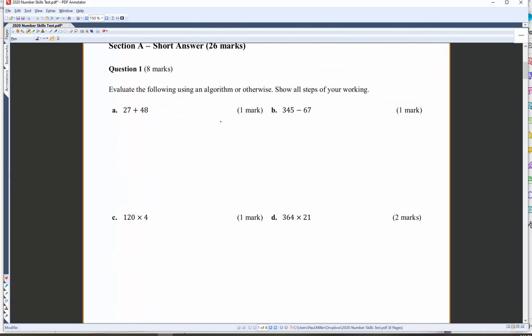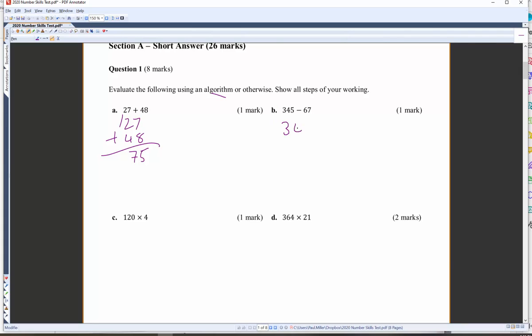So evaluate the following using an algorithm or otherwise. So you don't have to use the algorithm, but for many of you that will have been the easiest approach. So I'm just going to assume that many of you did use the alg and do it that way. So 7 and 8 is 15. So write down the 5, carry the 1. 2 and 4 is 6, plus 1 is 7. So the answer is 75.